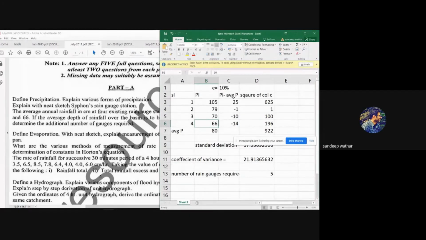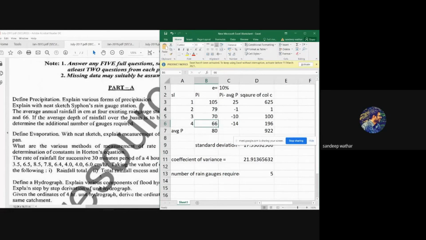Once you write down both these columns, next we'll calculate Pi minus average of P. Here I have not mentioned it as P bar. P bar is nothing but the average of rainfall. Average of P is nothing but P bar itself from the equation that you have already written. So I'll take the average of all these four values and write it here. So P bar is 80. Average of all these four rainfall values is 80.